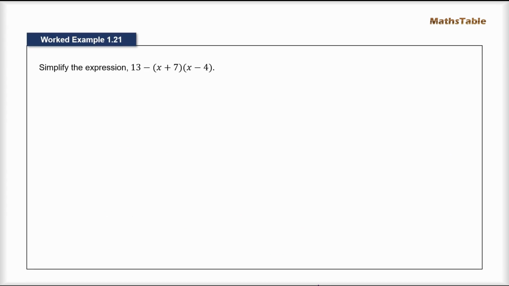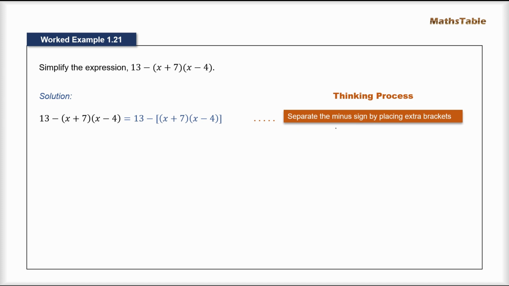Now let's check another example. Suppose that we have to simplify this expression: 13 minus (x plus 7) times (x minus 4). Now this expression can become a bit tricky to expand because of this minus sign. Because when we multiply the two terms inside the brackets and again with the negative sign, we may get an error due to this negative sign. So the best way to do it is to first separate the minus sign by placing extra brackets, like these extra square brackets. Now in the brackets, we can see that we have a similar question just like we did in the previous slide. So we can apply the same way.